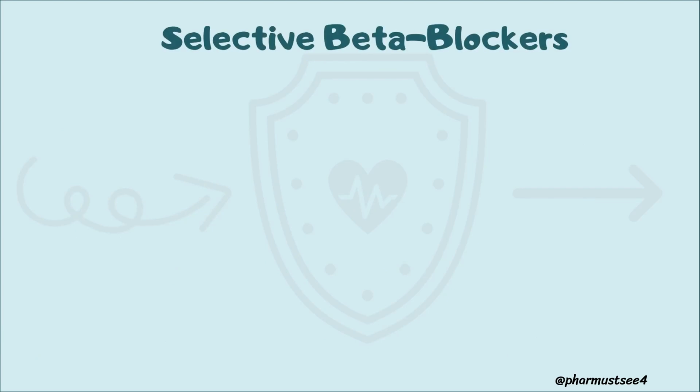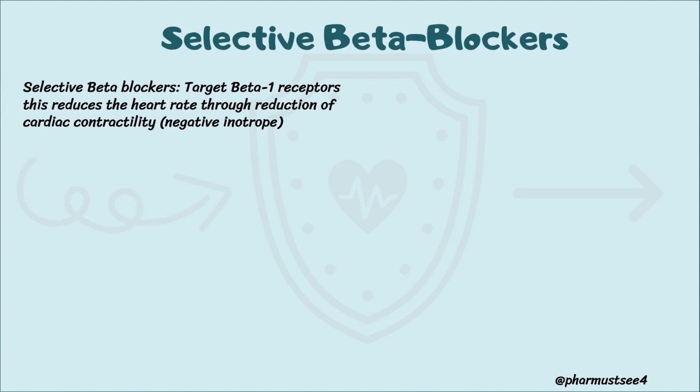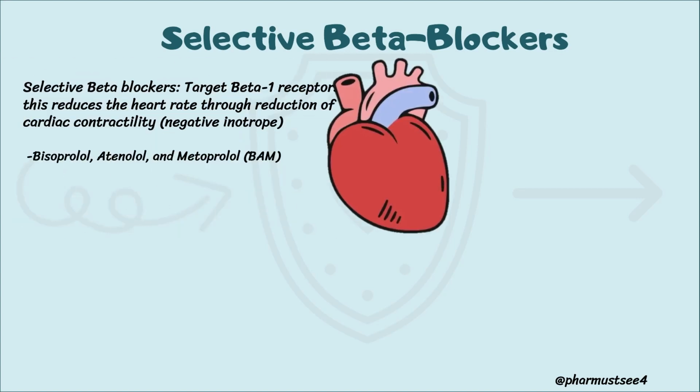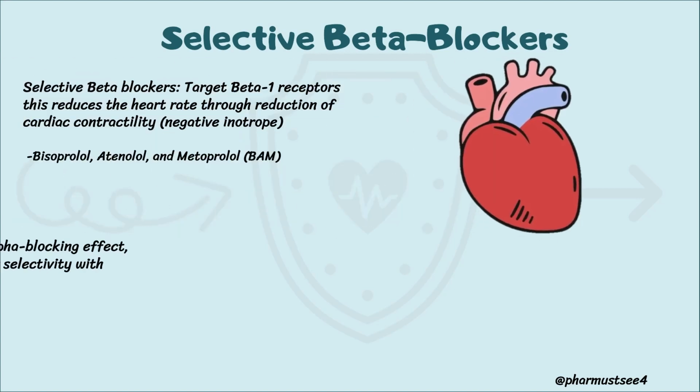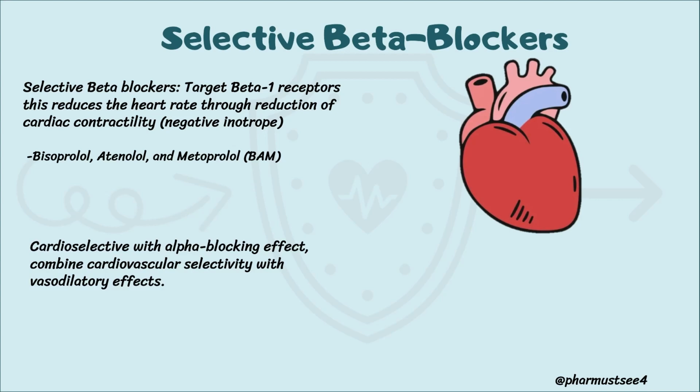Beta blockers can be divided into two classes, selective and non-selective. Cardioselective beta blockers target beta 1 receptors and are usually indicated for tachycardia or heart failure. An example of these is bisoprolol, atenolol, and metoprolol. Cardioselective with alpha blocking effects combine cardiovascular selectivity with vasodilatory effects, such as nebivolol and acebutolol.